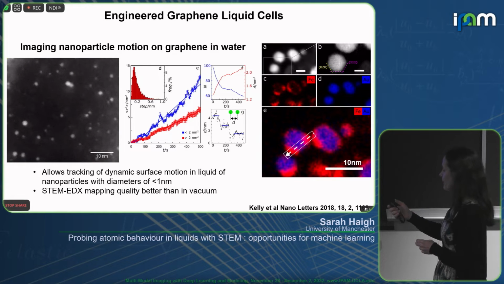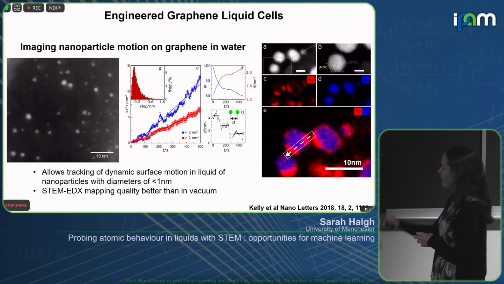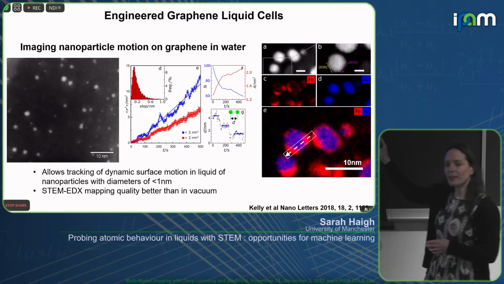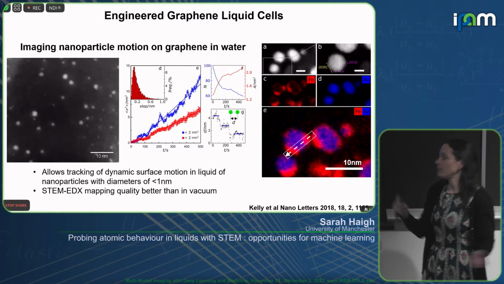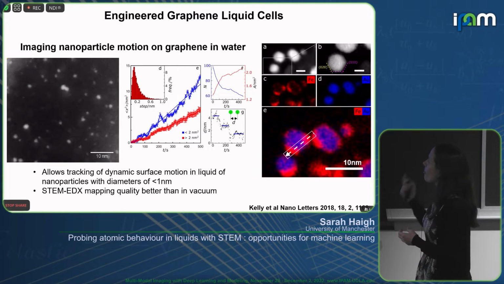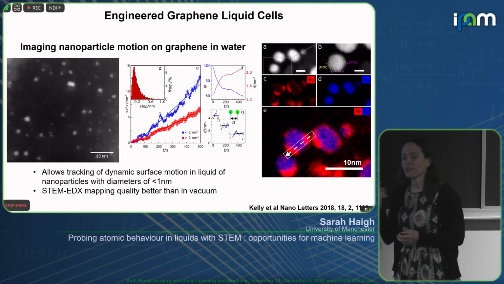So we had to come up with an alternative to be able to look at the atomic motion within these graphene liquid cells. Just as an aside, you can do the elemental mapping. Elemental mapping we expected to be as good as when you didn't have any graphene, because you've got effectively nothing to block the X-rays. However, it turns out it's better than when you have the same sample imaged in vacuum.